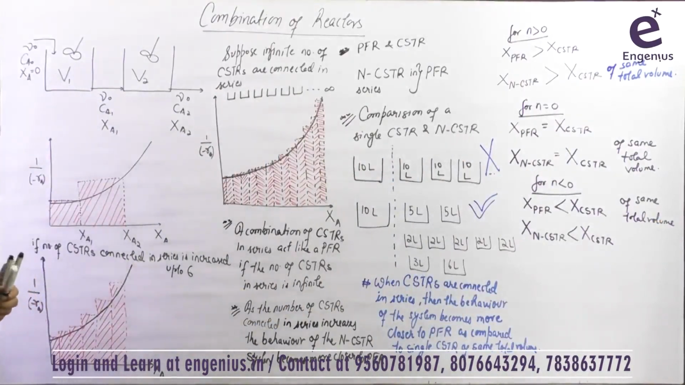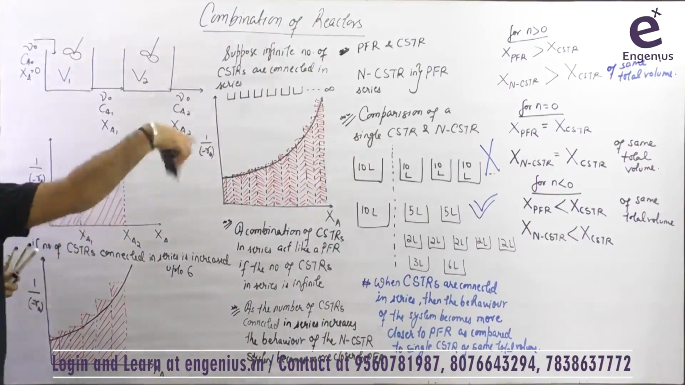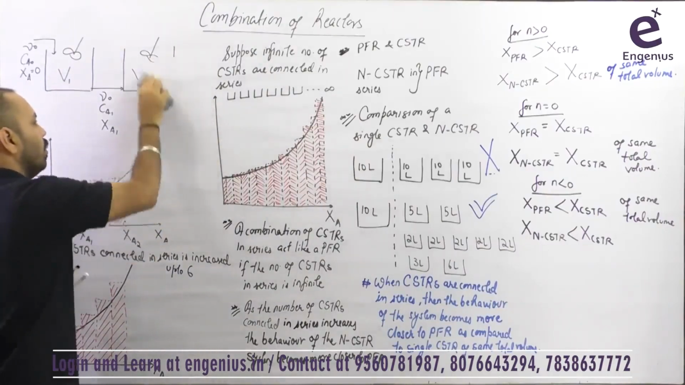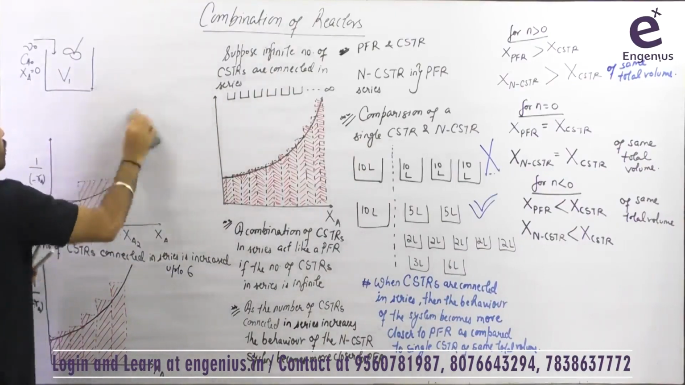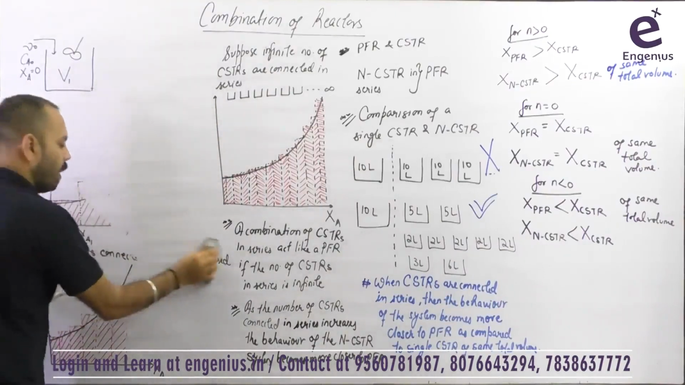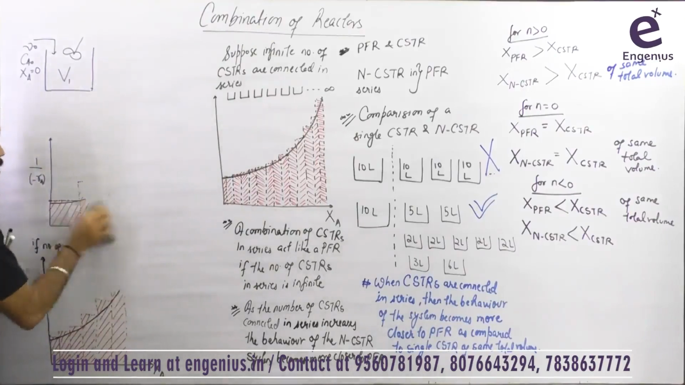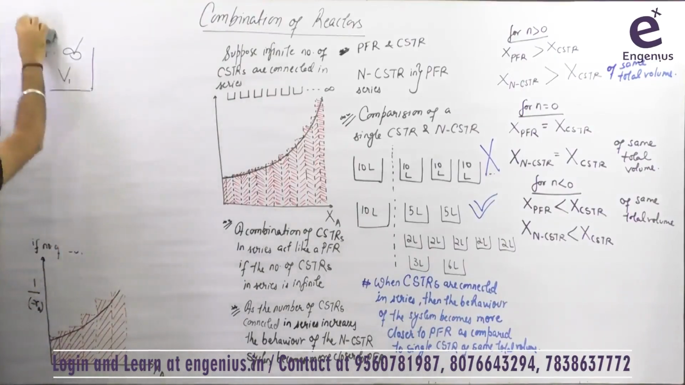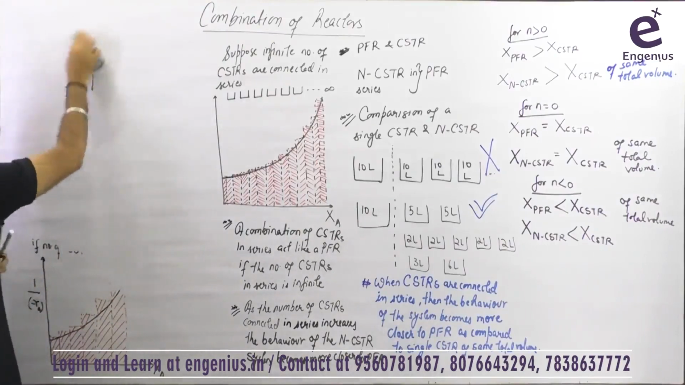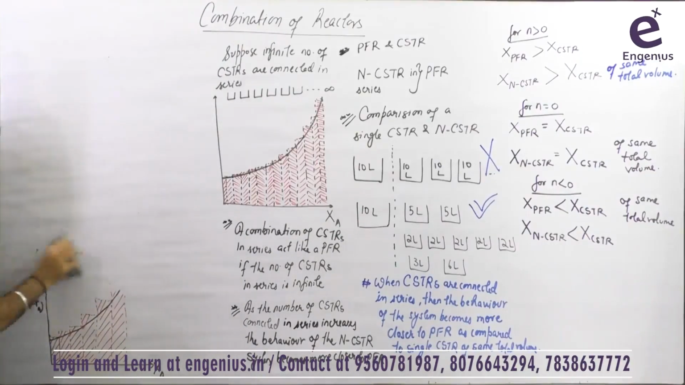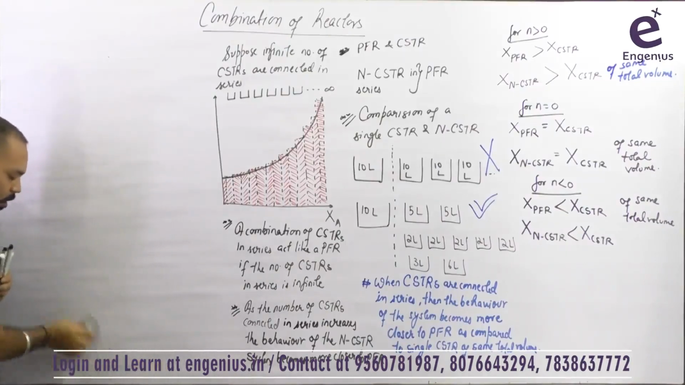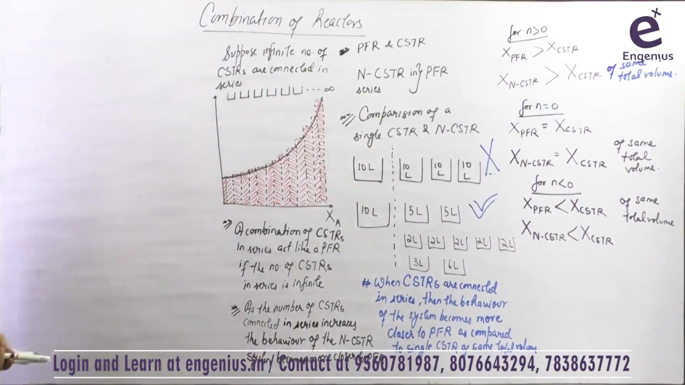Okay, one more point I would like to mention here, that this can also be done by keeping the conversion fixed and the volume. Then we are going to compare the volume. So let me write here. That is another way of understanding the same thing. What we have studied, that for a reaction having order more than 0, PFR requires less volume than CSTR for same conversion, right? So same thing can be written here also.